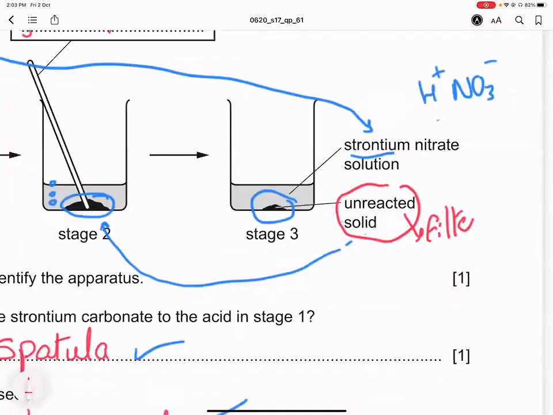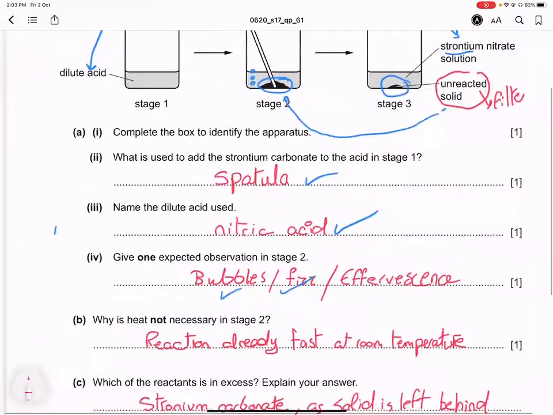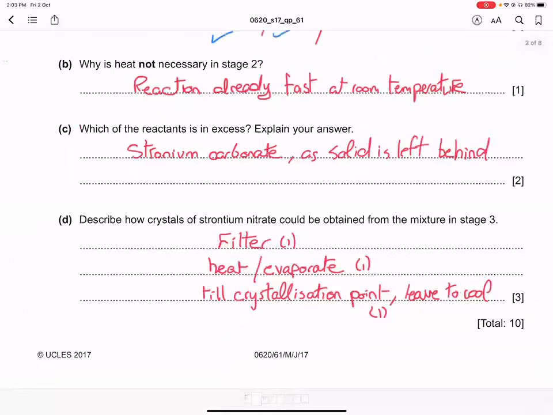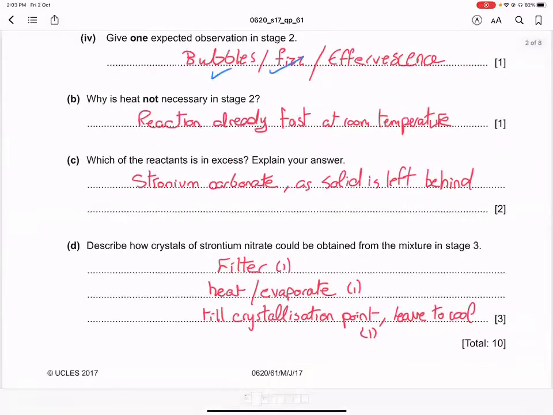Heat till crystallization point and leave it to cool down. So filter, this is step number 1. Heat or evaporate till crystallization point and leave the solution to cool down. You will have crystals. You can then filter, wash, and dry the crystals to obtain them in a dry form. But the marks are on filter, heat till crystallization point.